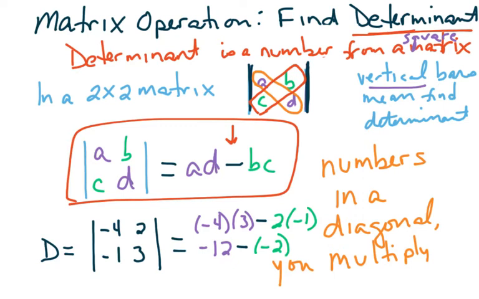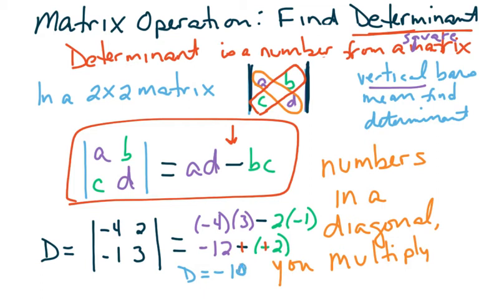So now I have to change subtraction to addition, and then change the sign after it. It was a negative, so it goes to positive. So this is -12 plus 2. If I'm $12 in the hole and I add $2 to my account, I'm still in the hole, but not as much. So the determinant for this is -10. So -10 is just that value.